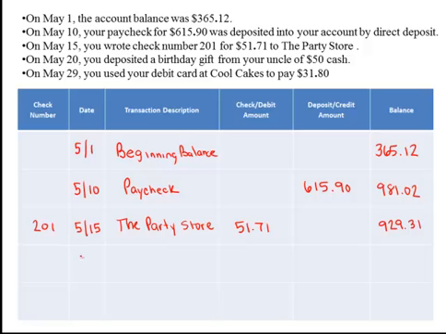On May 20th, you deposited a birthday gift from your uncle of $50 cash. We add $50 onto $929.31 to obtain a new balance of $979.31.